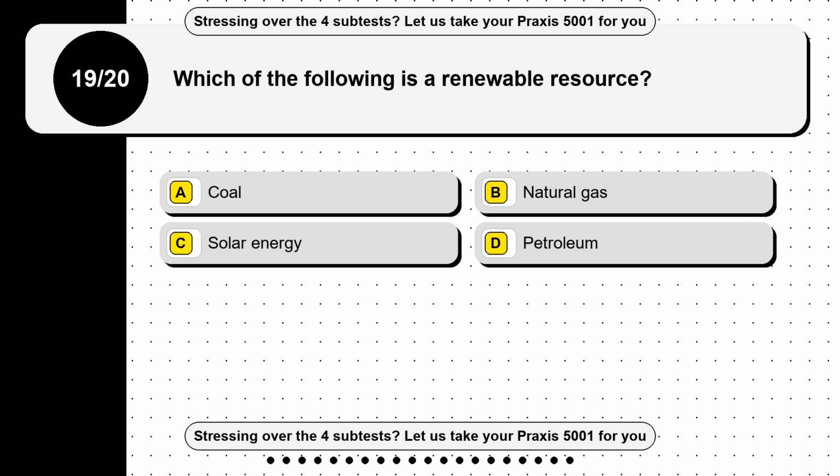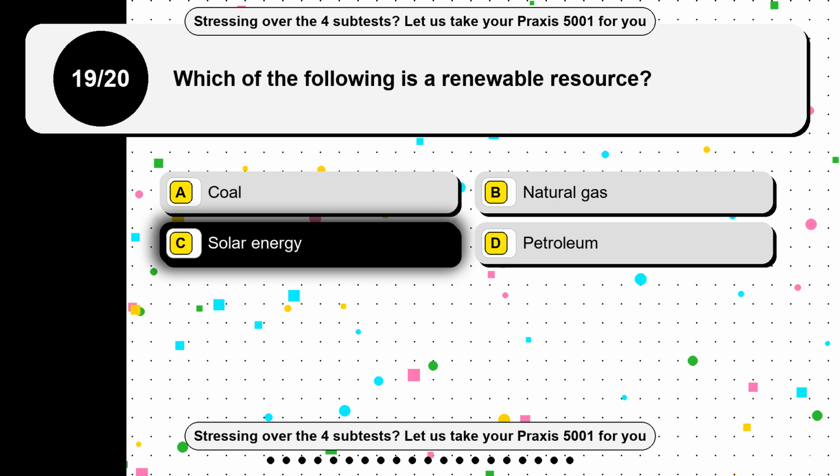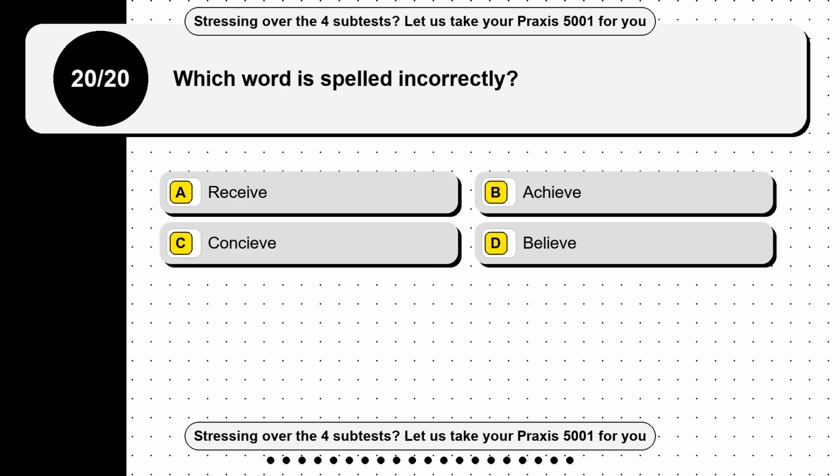Question 19. Which of the following is a renewable resource? Option A. Coal. Option B. Natural gas. Option C. Solar energy. Option D. Petroleum. The correct answer is option C. Solar energy.